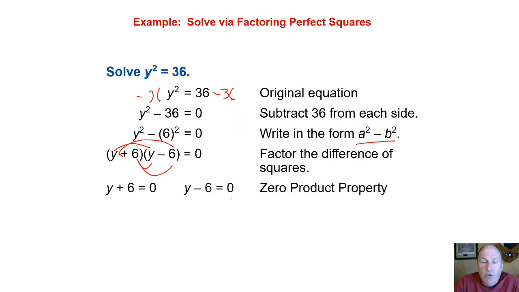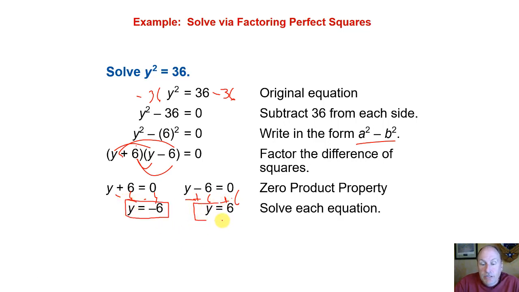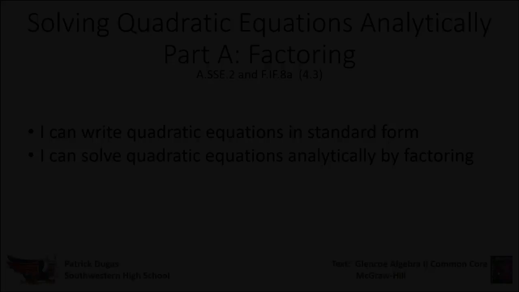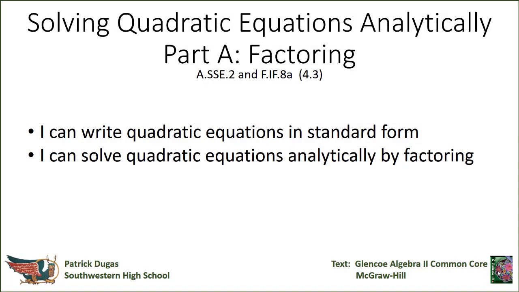Using the zero product property, either y plus 6 is equal to 0 or y minus 6 is equal to 0. So in the first case, I'm going to use subtraction property of equality and subtract 6. In the second case, I'm going to use the addition property of equality and add 6. And so either y equals negative 6 or y equals 6 are the solutions to this equation. In this screencast, we began the factoring of quadratics using analytic techniques.